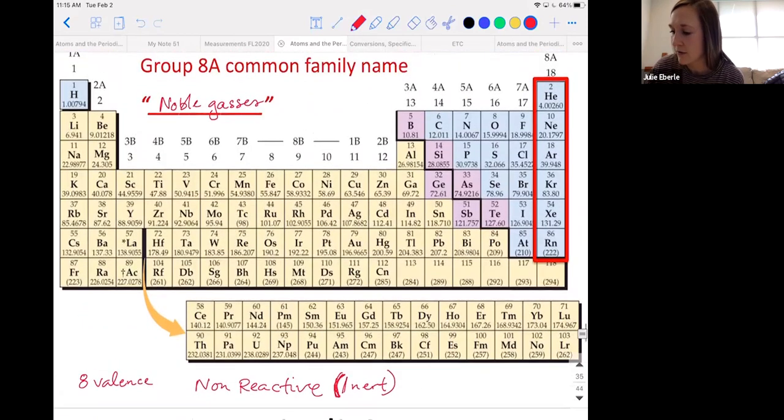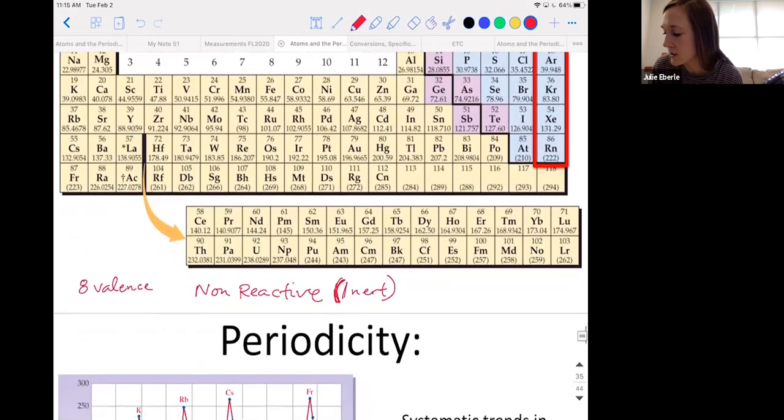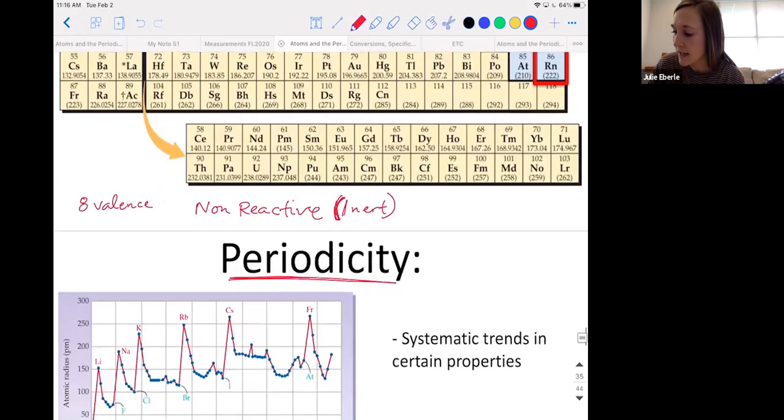So we have the common family names now. Now I want to talk about this phrase right here. Because as we've seen, there's so many different ways the periodic table is organized. There's a lot of thought put into this. The further that scientists have studied it, they've realized there's more trends than we may think. And so periodicity is just a systematic trend with a certain property.